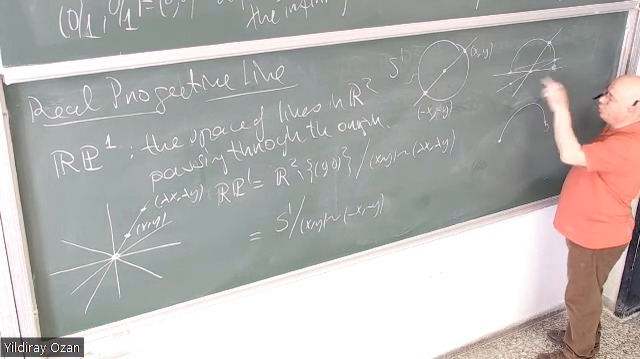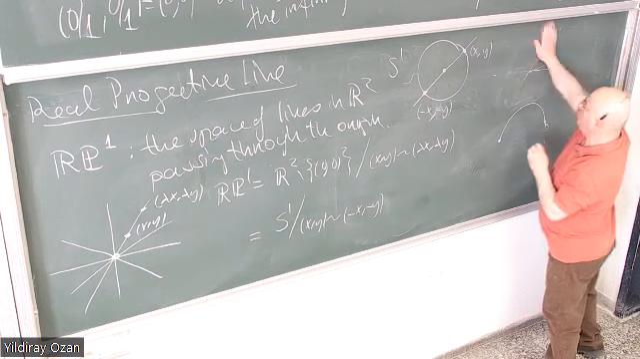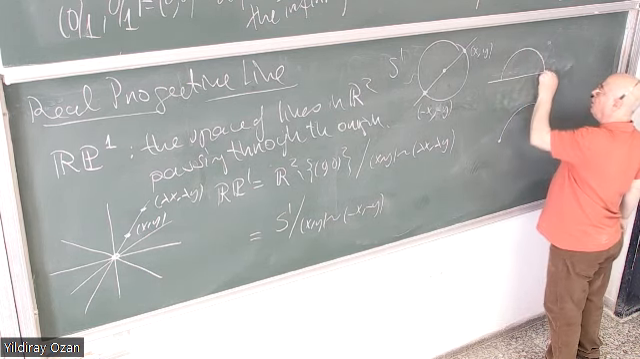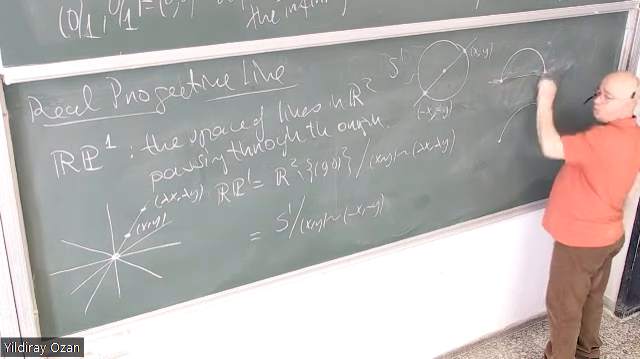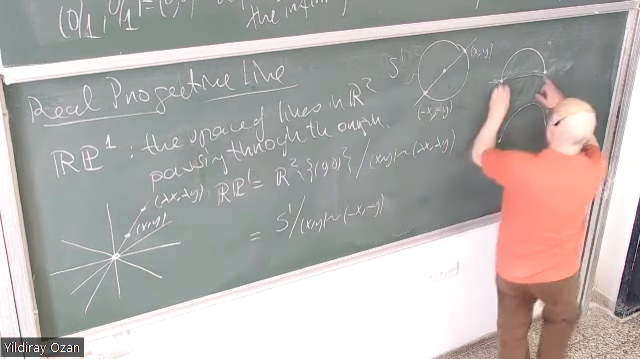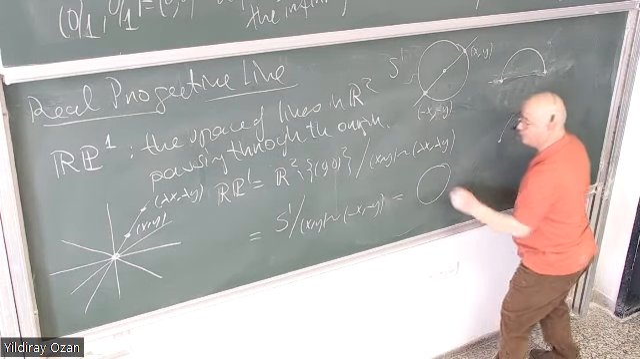So the correct way of drawing this picture is the following. You just identify these two points. And what you get when you identify these two points, you get, of course, another circle.